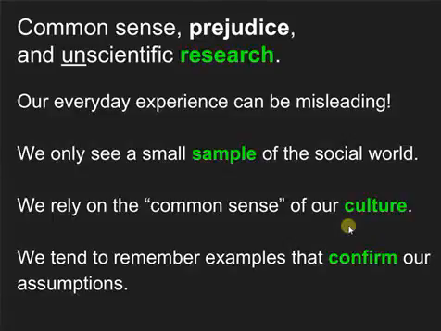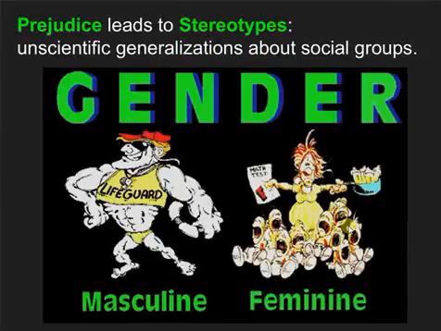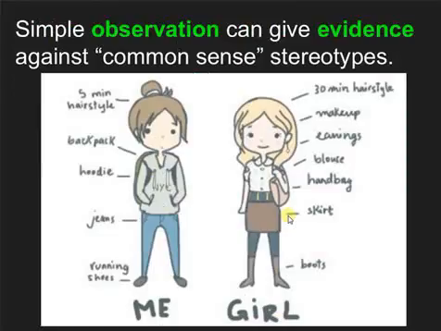Our own understanding is based on the culture in which we were raised, and we tend to remember that which confirms our beliefs while ignoring anything that challenges them. Prejudgments about people, also known as prejudice, lead to stereotypes, assumptions about whole groups of people. Are all men muscular and brave, our traditional idea of masculine? Are all women small and timid, living by their maternal instincts, our traditional idea of feminine?